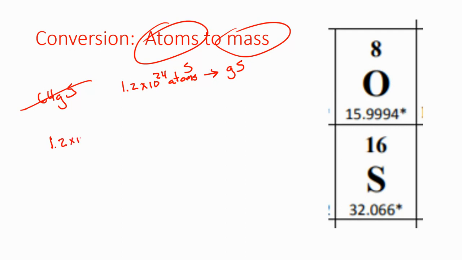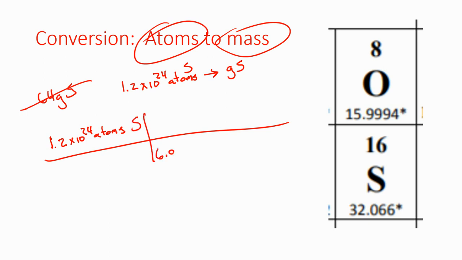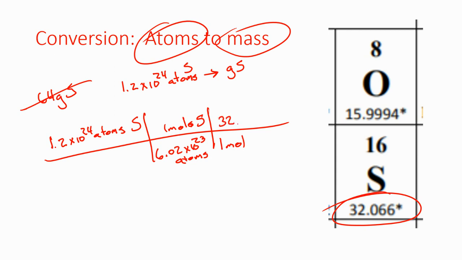1.2 times 10 to the 24th atoms of S. This time we need to use 6.02 times 10 to the 23rd atoms of S in 1 mole of S. And then we'll use the molar mass of sulfur to say 1 mole of sulfur is 32.07 grams of sulfur.